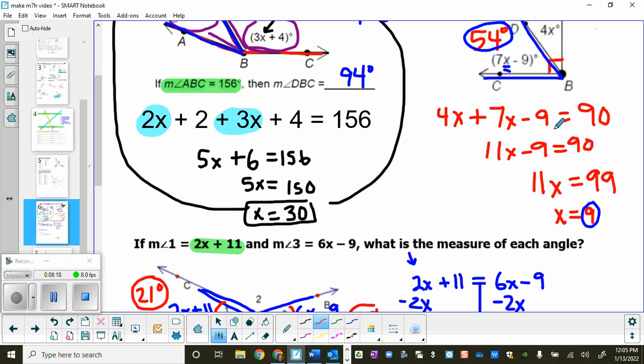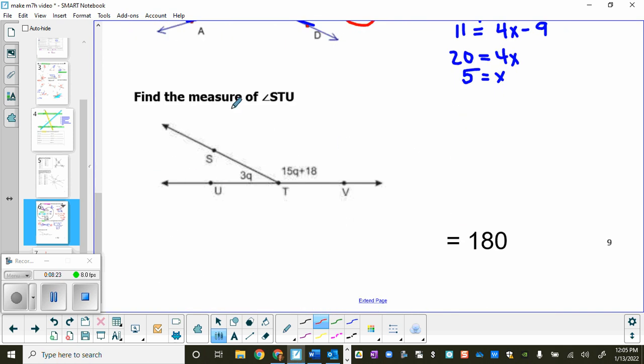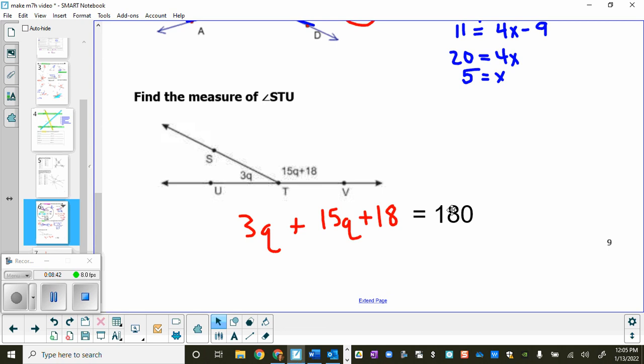For complementary, they add up to 90. And for this last one here, you can see that we've got supplementary angles. So these two expressions are going to add up to a 180. We're going to take the 3q plus 15q plus 18. And because we know supplementary angles add up to 180, I'm going to set this equation equal to a 180.